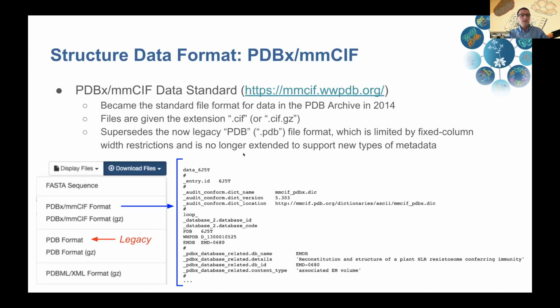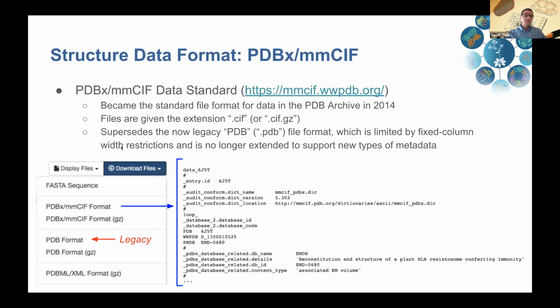So in this new format, data is saved as a set of category and attribute pairs along with their corresponding values. And these categories and attributes are all defined in an authoritative dictionary, which you can find by browsing this site here. So this new format offers several benefits over the legacy PDB format. The first is that it supports structures that have more than 100,000 atoms, which is a limitation that the fixed column width restrictions of the PDB file format can't handle.